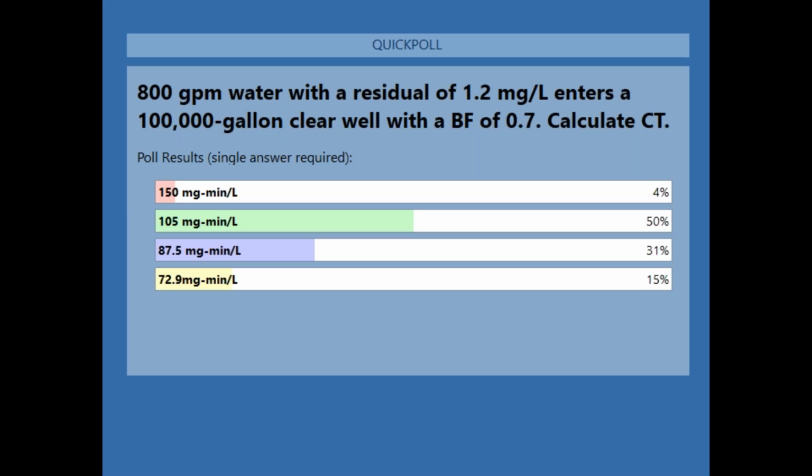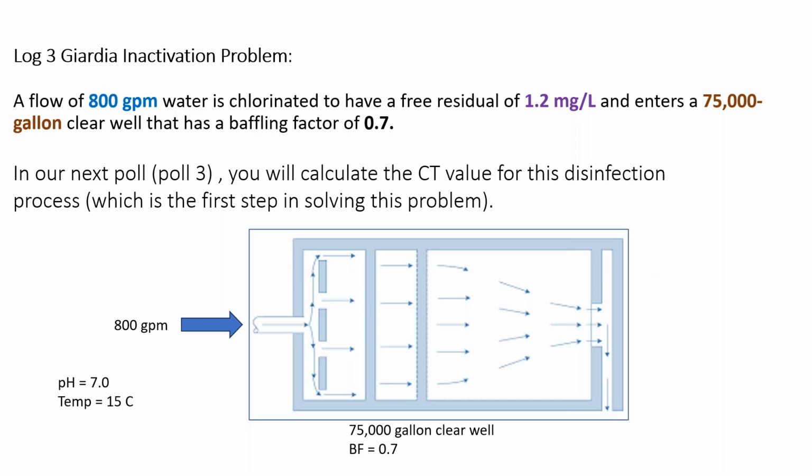Now, on the poll, it was 100. The only difference was it's 100,000 gallons, right? Yes. So if I were to do that, 100,000 gallons times 0.7 baffling factor gives me 70,000. I divide it by the 800 gallons per minute. That gives me 87.5 minutes. And then I multiply that by the 1.2 milligrams per liter, and that gives me 105. So 105 would be the correct answer for that.